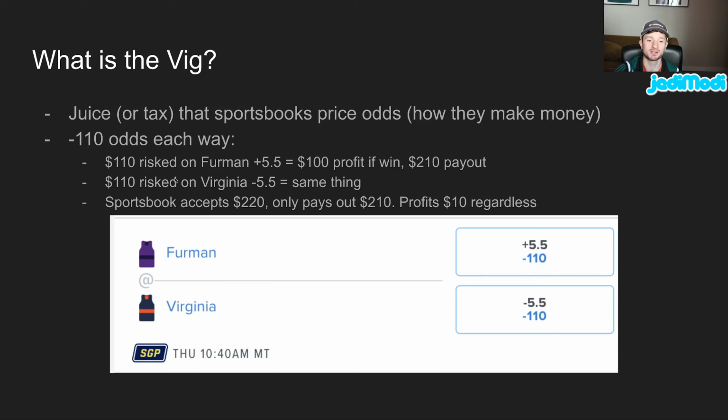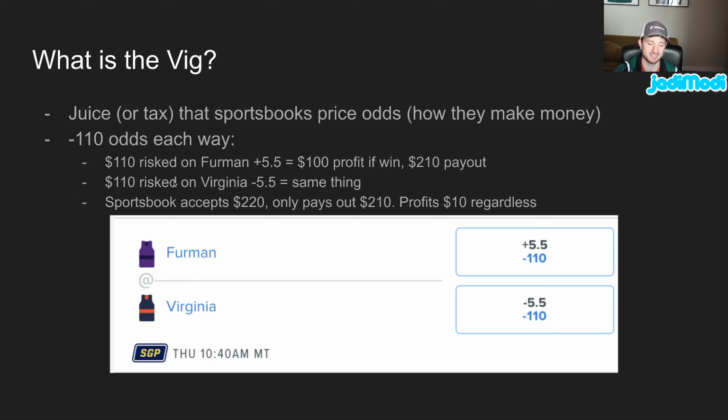So sports bettor number one risks $110 on Furman plus 5.5. They profit $100 if they win, which means the sportsbook will pay them out. In this case, FanDuel will pay them out $210. They'll get their initial risk of $110 back plus their total profit of $100. That's if Furman wins. So total payout, $210.